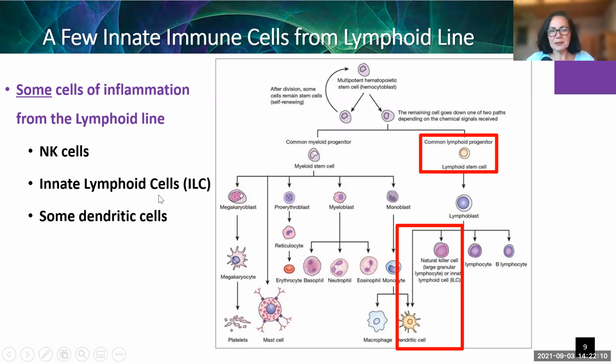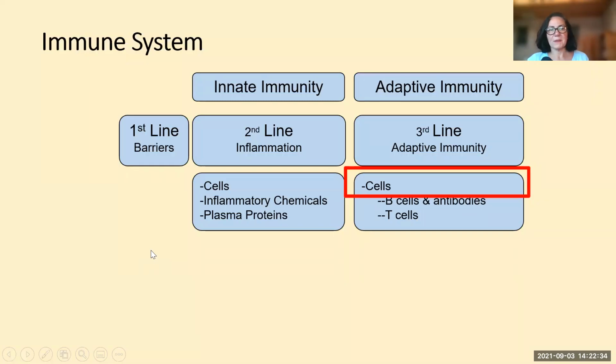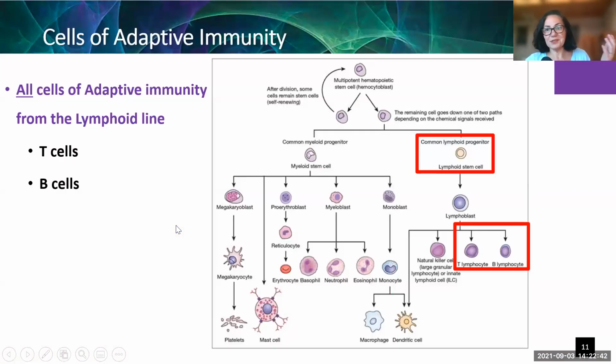There are some innate lymphoid cells of various kinds. We're not going to get into that detail. And some of the dendritic cells, as we saw with the other arrow, come from this lymphoid line. But mostly it's myeloid cells that give rise to the innate immune cells. Now let's take a closer look at the adaptive immune cells. Ta-da, you knew this. All of the cells of adaptive immunity come from the lymphoid line.